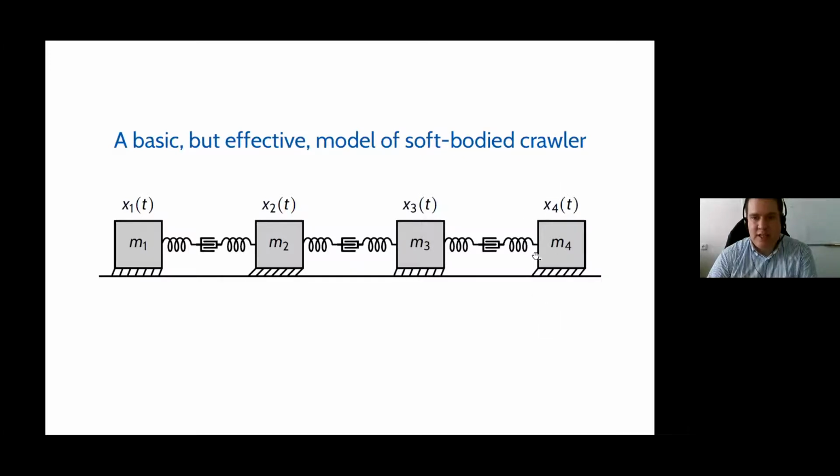These blocks are linked by active links. This means we have active elastic links, so there is this part in the middle that can change its length, so we can make it expand and compress, but at the same time they are elastic, and this can be seen as springs. And we have some friction of the blocks with the surface.